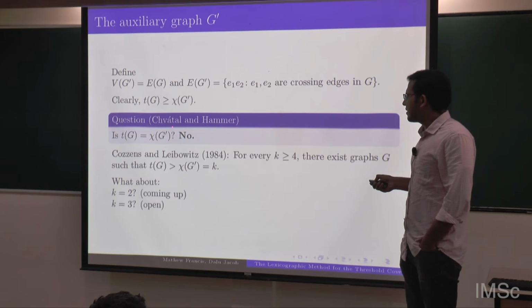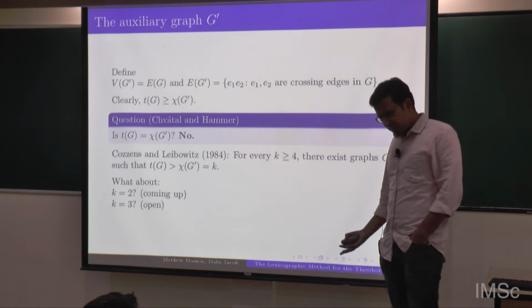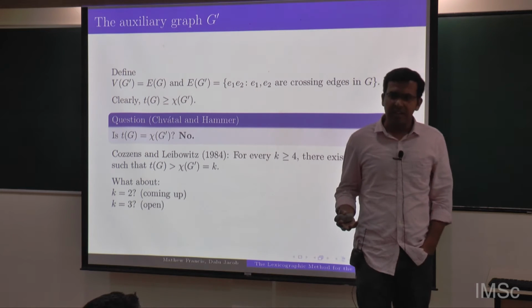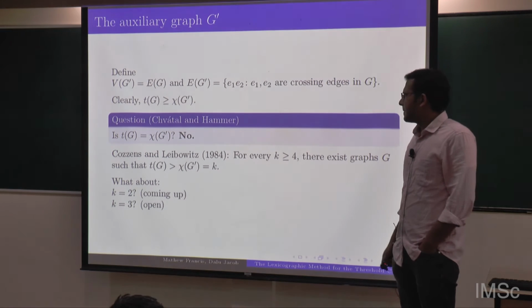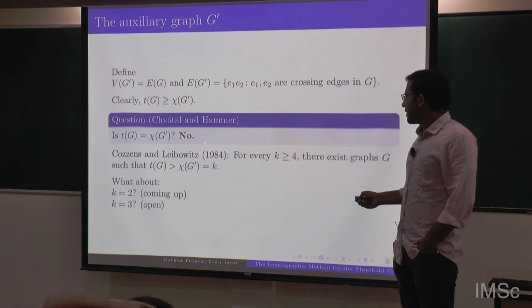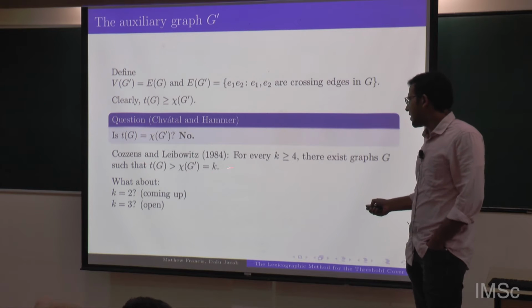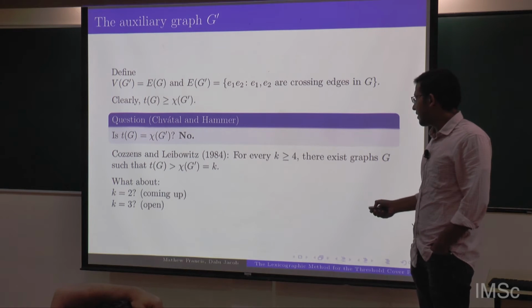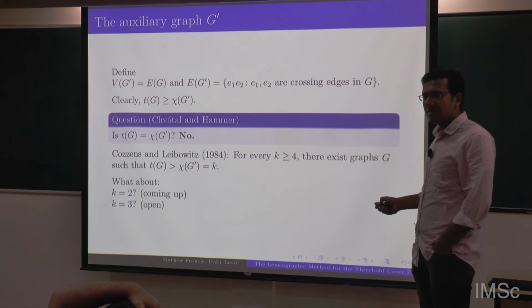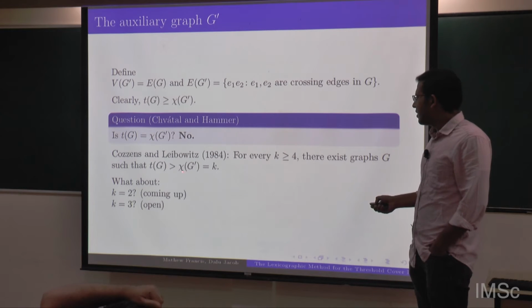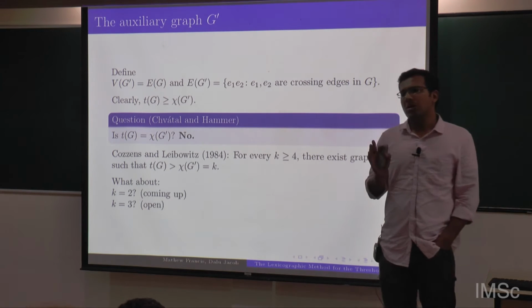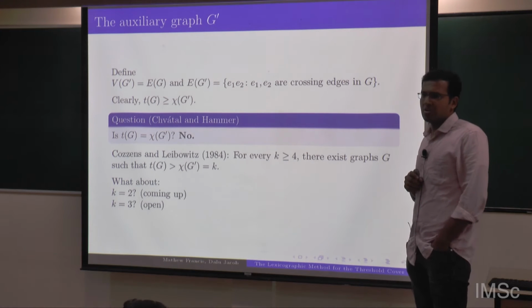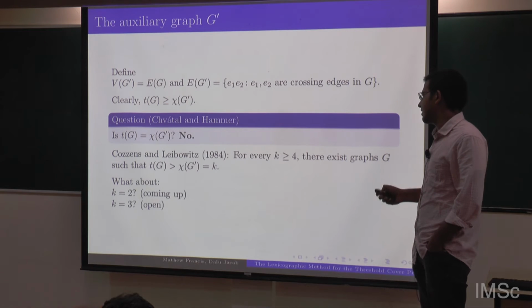So they ask this question: is it always equal? If you want to find the threshold dimension of a graph G, is it sufficient to just construct this auxiliary graph and somehow find its chromatic number? Will these parameters be equal? This was open for some time. It was asked in 1977. Then in 1984, Cousins and Leibowitz constructed graphs showing that this is not true. For every k that is 4 or more, they can give you a graph whose auxiliary graph has chromatic number only k, but you won't be able to cover the edges of your graph with k threshold graphs. You will need more. So this conjecture is not true in general. But note that this is only for k greater than or equal to 4.